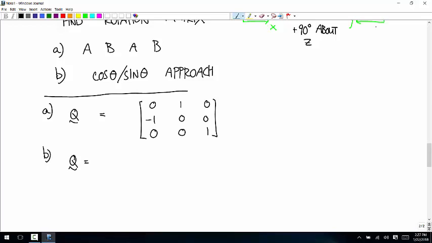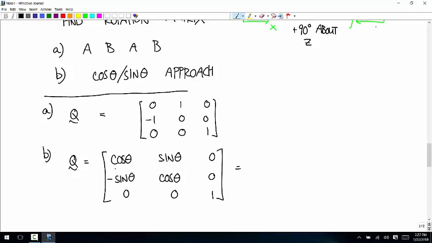Okay, so we're rotating plus 90 degrees about z. The formula for that is cosine theta, sine theta, 0; negative sine theta, cosine theta, 0; 0, 0, 1. So if theta is plus 90, we get 0, negative 1, 0; 1, 0, 0; 0, 0, 1.